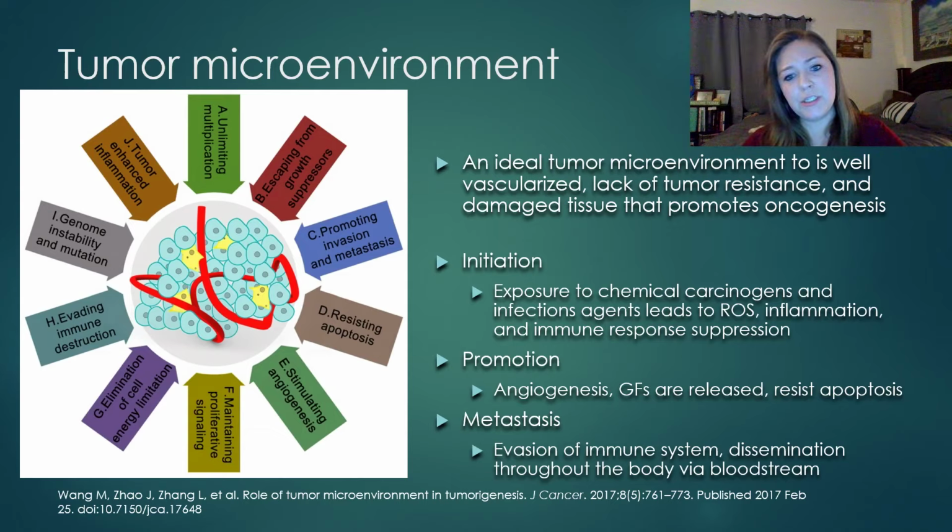Next, we have promotion, and so in order to promote tumor growth, you're going to need growth factors, which are released by the tumor, and this will also stimulate angiogenesis. Next, we have metastasis, which in order for the tumor to metastasize, it needs to be able to evade the host immune system. It can't be detected while it's trying to disseminate throughout the body. So it's very important that the tumor microenvironment is one that is undetectable by the host immune system.